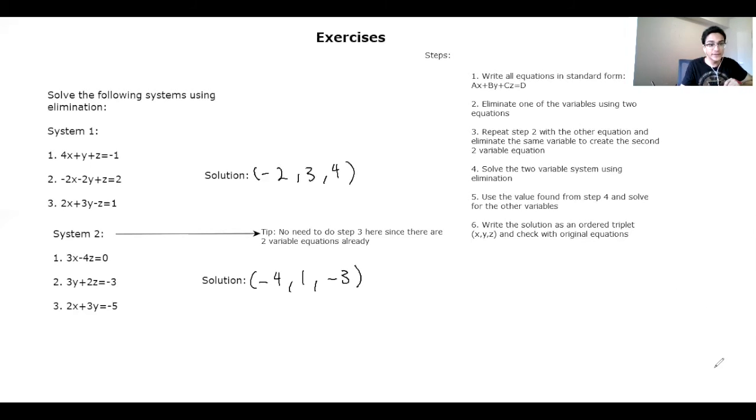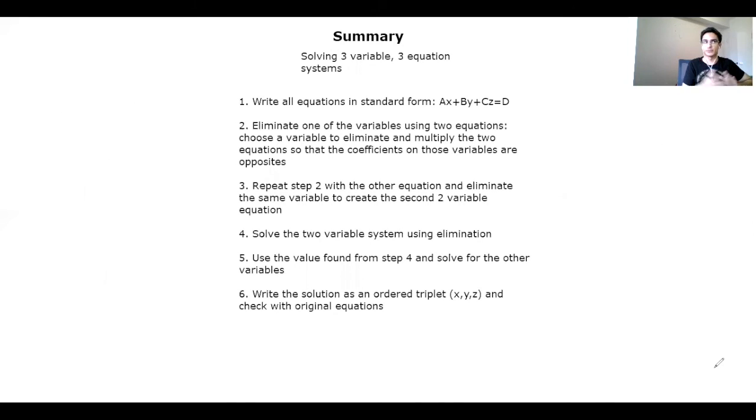So with that said, I am just going to go over and summarize what we went through in the video. So we learned how to solve a 3 variable, 3 equation system through the following steps. So first, you want to write the equation in standard form. Then you want to eliminate one of the variables using 2 equations. So choose a variable to eliminate and then multiply the 2 equations so that the coefficients are exact opposites. So you can get rid of that variable. So you have 2 variables left.